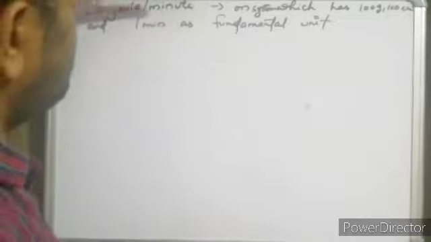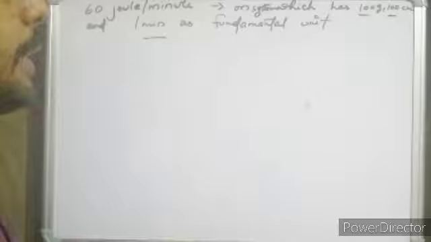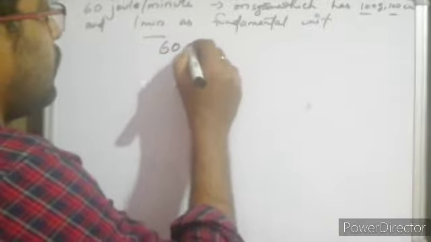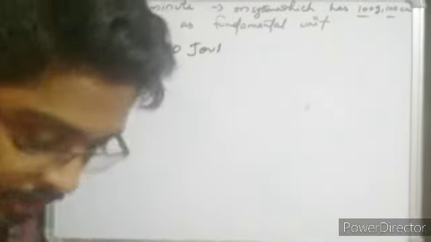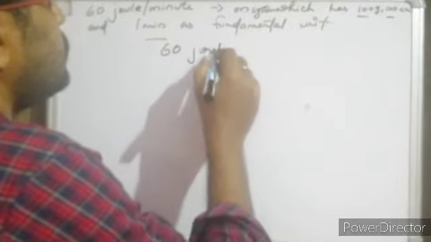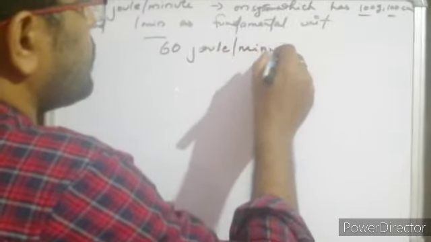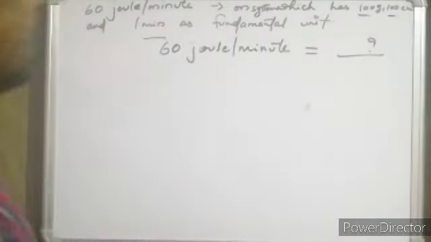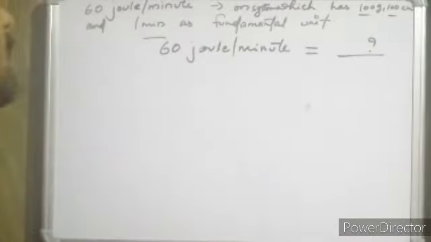Convert 60 joule per minute in one system to a system which has 100 gram, 100 centimeter and 1 minute as the fundamental units. Again, conversion from one unit to the other. So it is 60 joule, I can't write capital J, right, so it should be small. 60 joule per minute. We need to find how much it will be in a system of units with 100 gram, 100 centimeter and 1 minute.